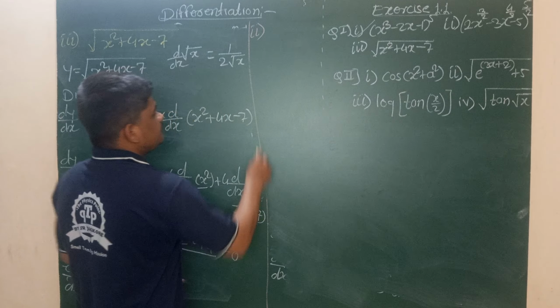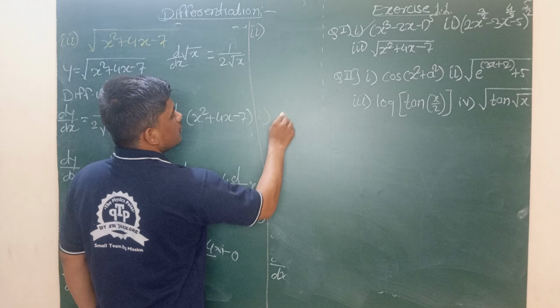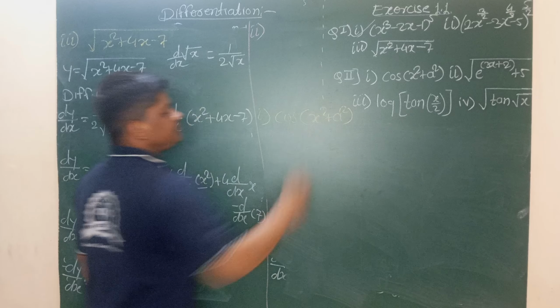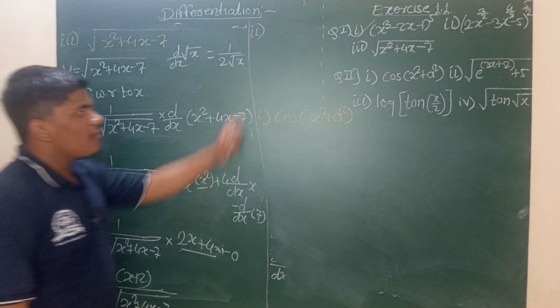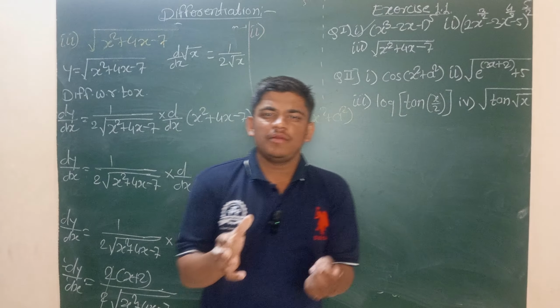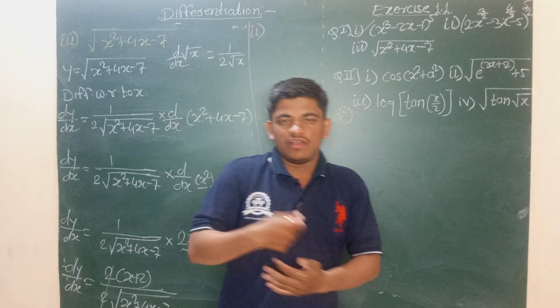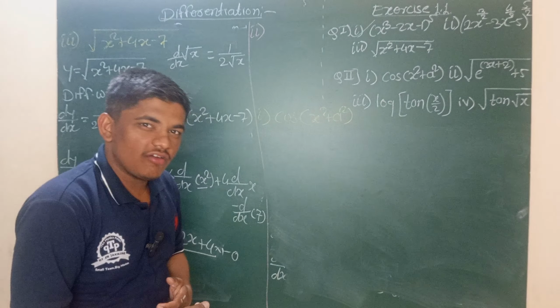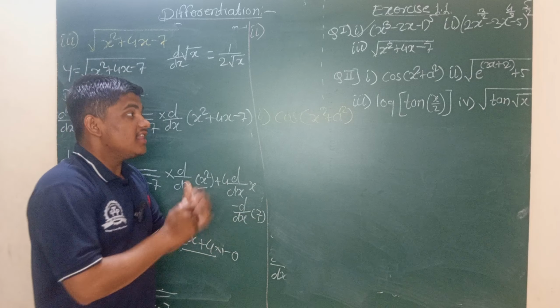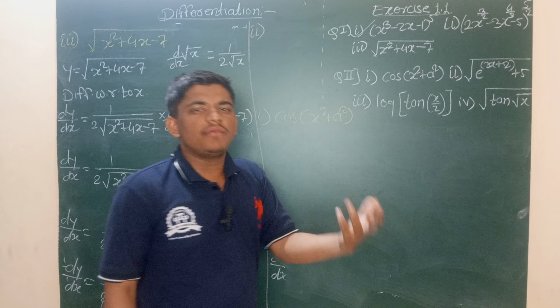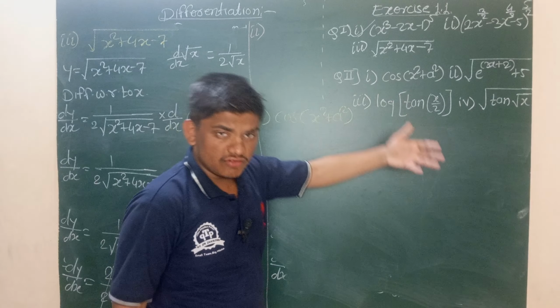That is the first, cos of x square plus a square. In question number first, all the problems are from algebraic functions. In question number second, the questions will change. That means the capacity of the questions also changes, thinking ability also changes, and we try to think something different, out of the box, when solving the different questions.